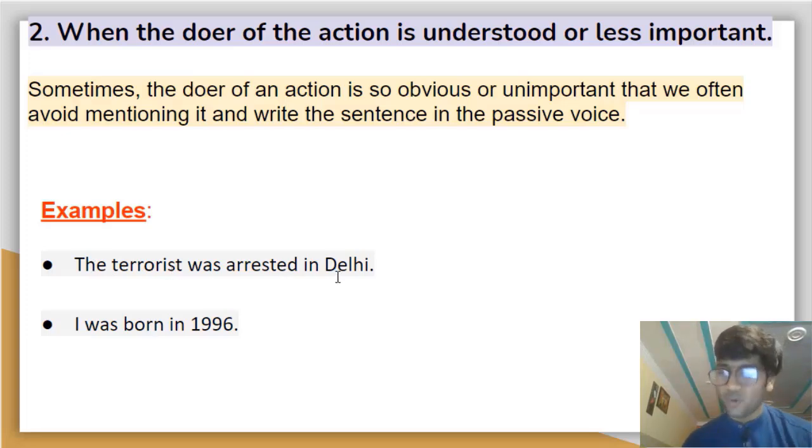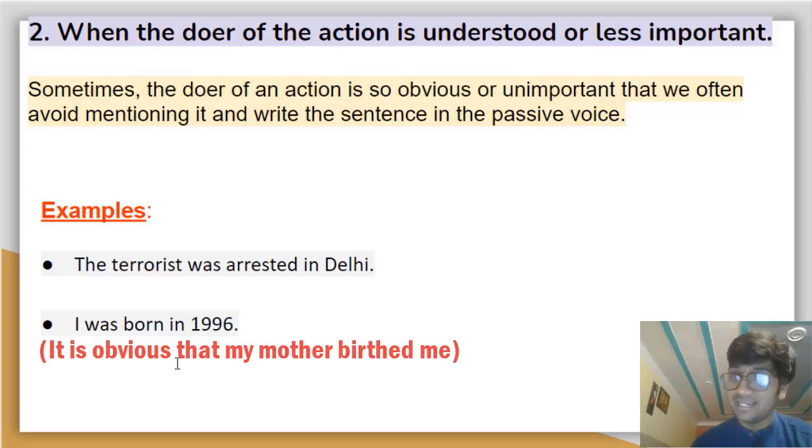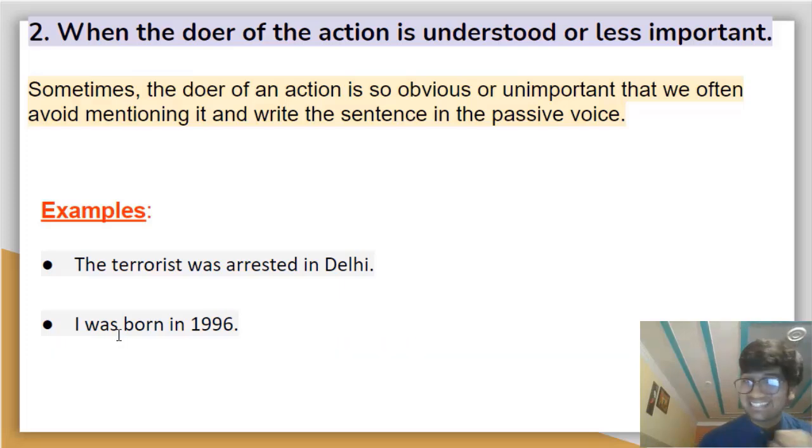Who did that? Less important. The terrorist was arrested in Delhi. This is more important. And the doer of the action is obvious, is understood. It's the police, and that's why we are not talking about it. And that's why the sentence is in passive voice. Example number two. I was born in 1996. This is simple past tense, passive voice. That's case number two, when the doer of the action is understood or less important.